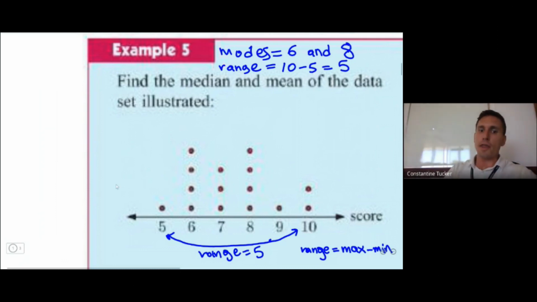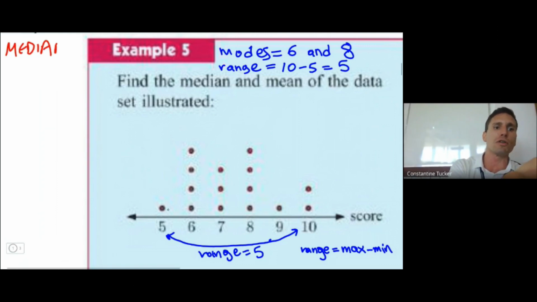Okay, good. The median now. For the median, what we have to do is put them in order before we do anything else. So, median, very important: we put them in order first. We put them in ascending order. Who remembers what ascending means?